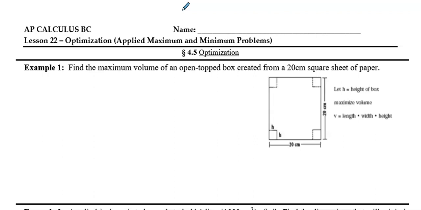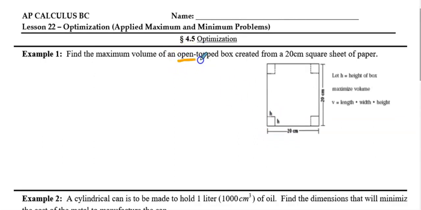So we're going to go ahead and start with example number 1, the most classic example for an optimization, where it says find the maximum volume of an open top box created from a 20 centimeter square sheet of paper. And so what they show you here is an actual 20 centimeter square, and you can see how they're going to cut the corners of your box right here, some distance, height. And so when you cut them, you're going to fold them up and you're going to create yourself a box. So notice that the box is open top.